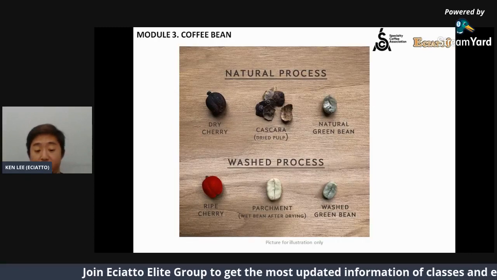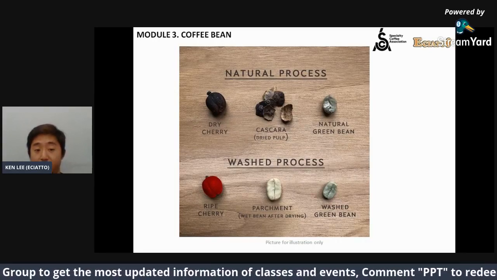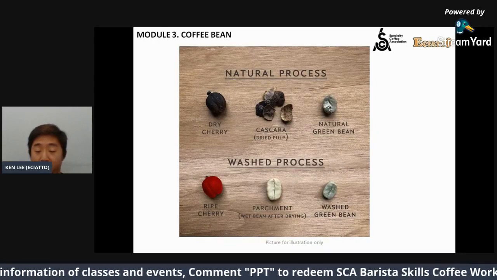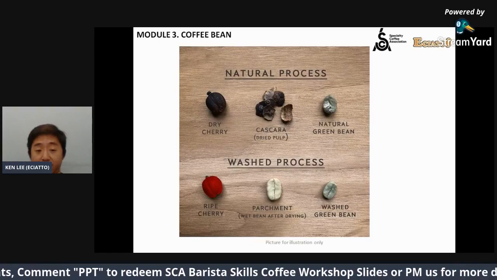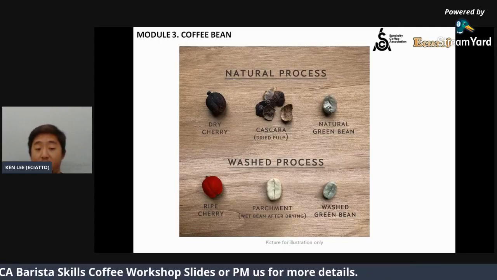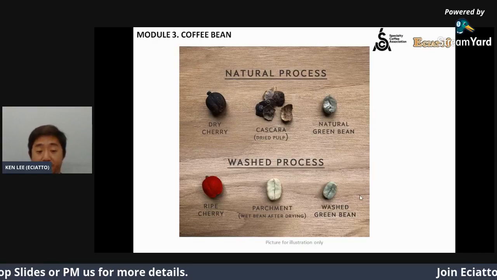So remember, for those who want to choose a coffee bean to serve, let us know what kind of beans or blend you want to serve, or what profile you want to serve. Then you can develop slowly on all those natural process or wash processing.